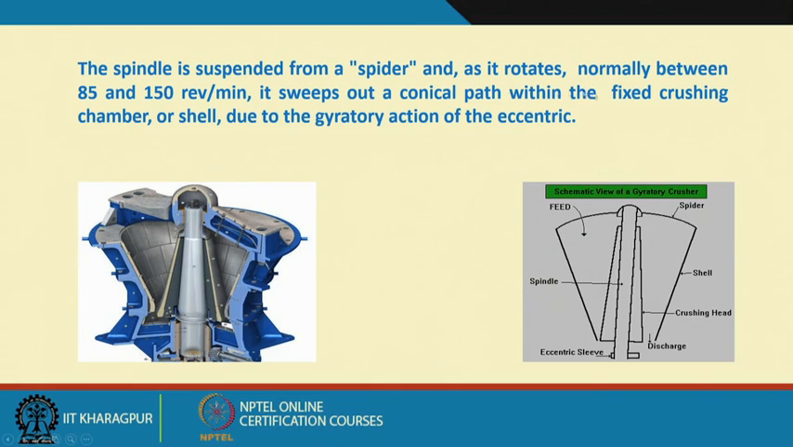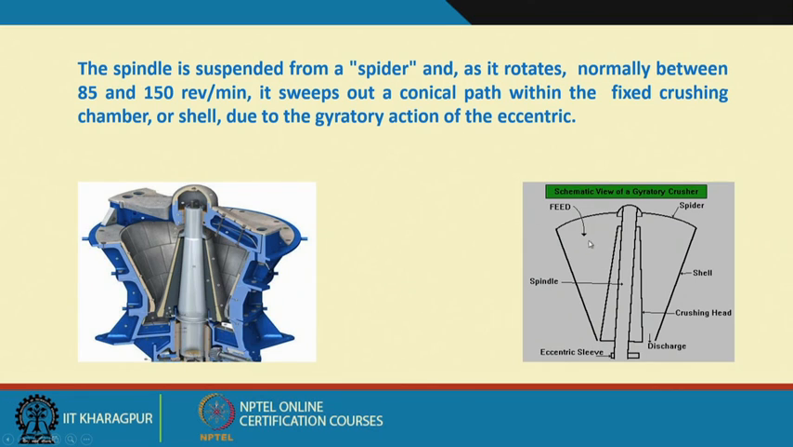The spindle is suspended from a spider, and as it rotates, at what speed? It rotates normally between 85 to 150 revolutions per minute, that is RPM. It sweeps out a conical path within the fixed crushing chamber or shell due to the gyratory action of the eccentric. So, you see that when the particles are of bigger sizes, they are witnessing the compressive forces, and as they are broken down, they again witness further compressive forces until they are broken finer than this.